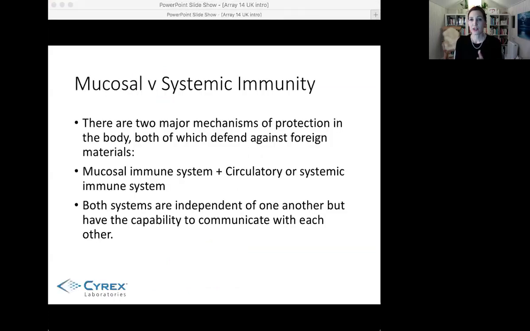Our immune system has two branches essentially: the mucosal and the systemic immune system. They, of course, are united in the mission to protect the body against foreign antigens and foreign proteins. The mucosal immune system and the systemic immune system are independent of each other, but they are in constant communication with each other. And the mechanisms through which they work are related but different at the same time as well.